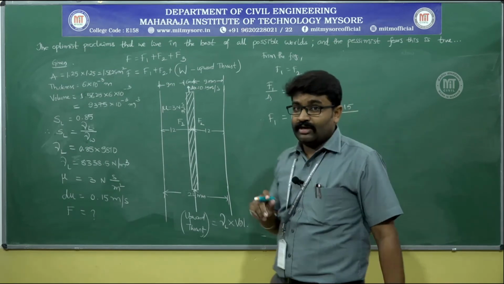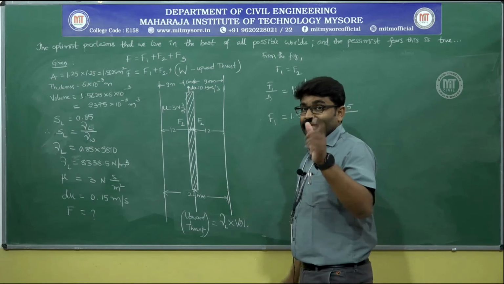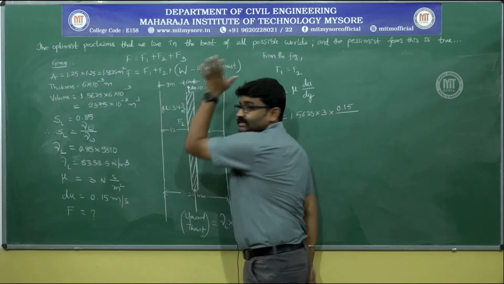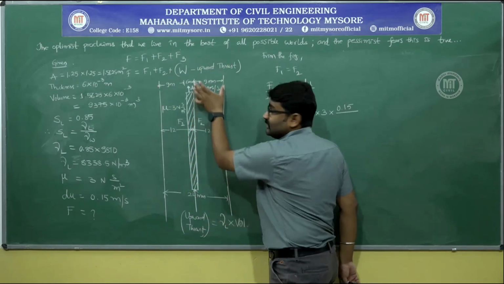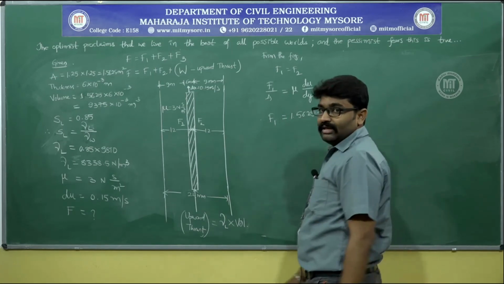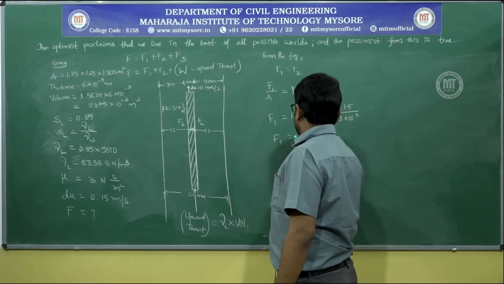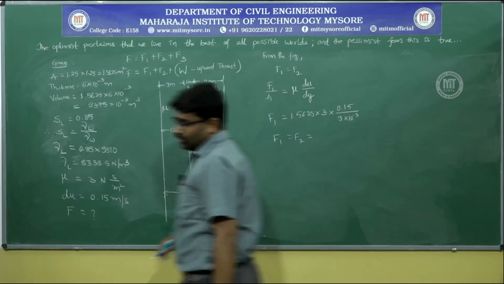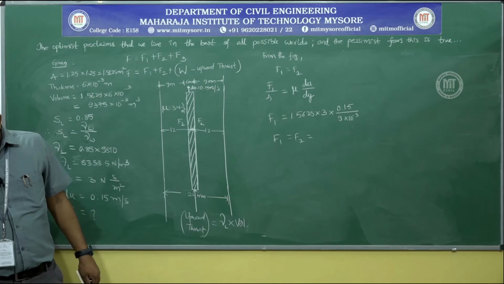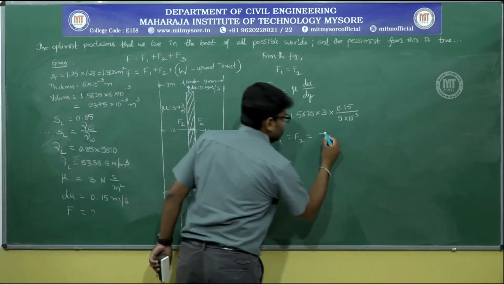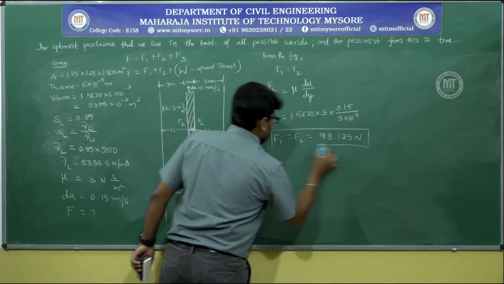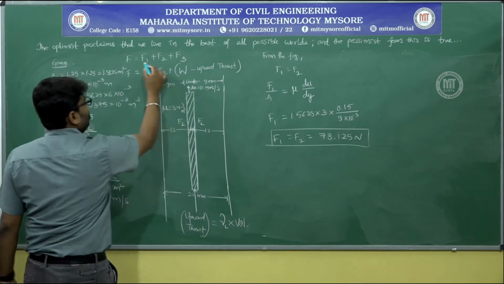dy is the most important part in this problem. How much is dy? It is the thickness of the oil film. What is the thickness of the oil film? So, from here to here, that is 9 millimeter. On this side also it is 9 millimeter. So, I will take it as 9 into 10 power minus 3. Solving which you will get F1 is equal to F2 is equal to 78.125 Newton.